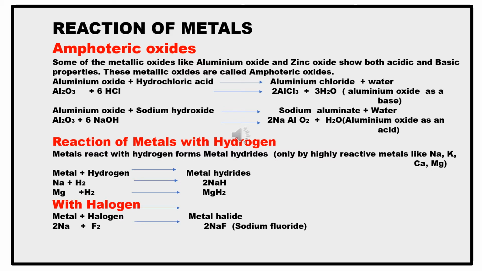Now, let us continue with the chemical reactions of metals. So in the previous class, we learned the action of metals with water and dilute acids. Now let's see what's the action of a metal with hydrogen. Metals react with hydrogen, forming metal hydrides.